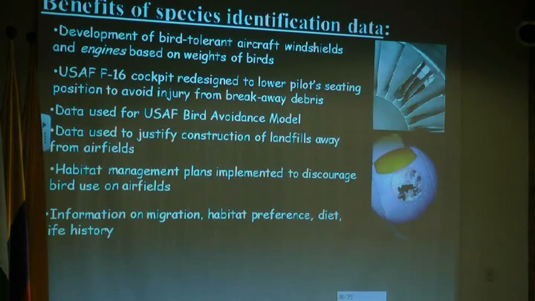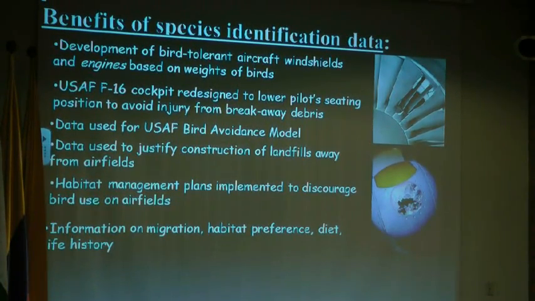So some of the benefits of species identification data include some things that I've put up here, and some of these are obvious. Aircraft engines, cockpits, windshields and aircraft parts are redesigned based on bird weights. So if we know the species of birds that cause the problems, when they go to redesign an engine, they take that data and ask, what bird is causing the most damage to our aircraft right now? And that engine has to withstand that weight.